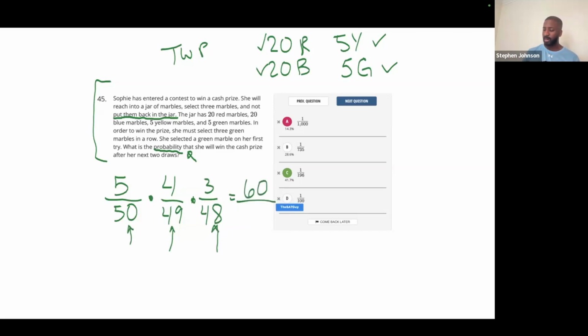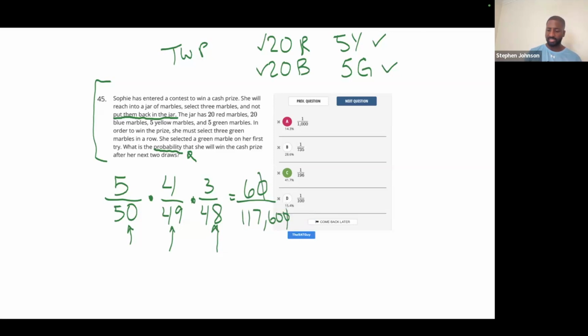Go to my calculator. What is 50 times 49 times 48? I get 117,600. Of course, I want to reduce that. The answer choices make it obvious that I want to reduce it, but I just want to reduce it. So I'm going to start off by just saying, cross those zeros out.